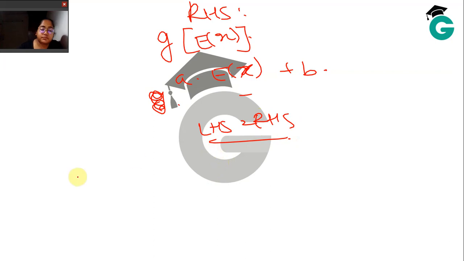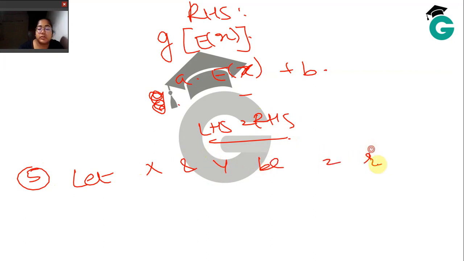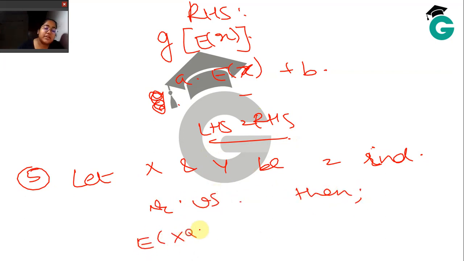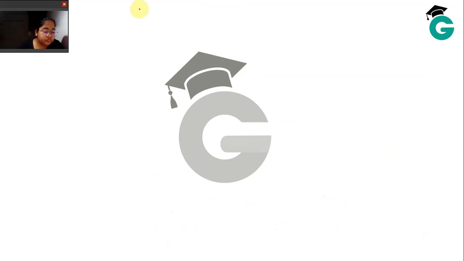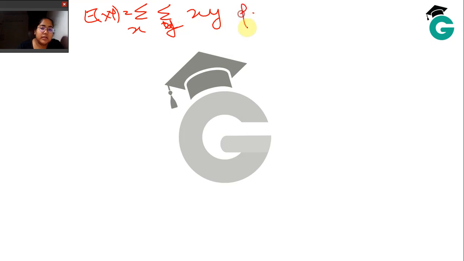Okay. The next one is, let x and y be two independent random variables. Then expectation of xy is equal to expectation of x into expectation of y. So to see this, we will have expectation of xy would be what? Summation over x, summation over y, xy, f of x into f of y.